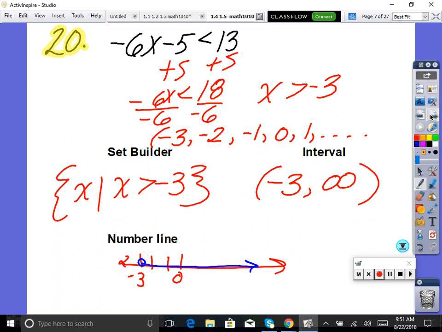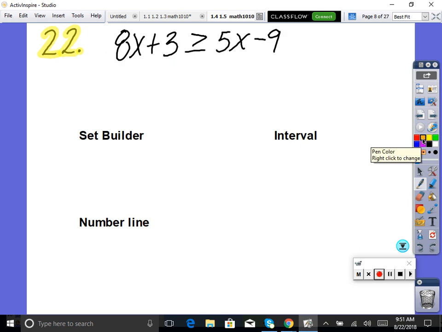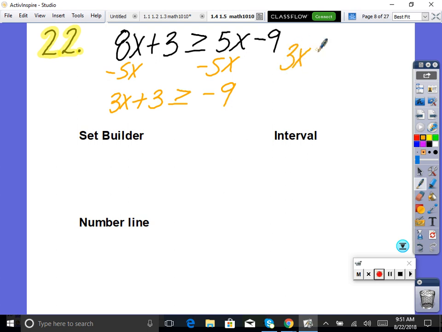Okay, still just watching because it's still super easy. Solve for x. So we would subtract 5x. We gotta put our x's together. So we would have 3x plus 3 is greater than or equal to negative 9. Subtract 3, am I right? 3x is greater than or equal to negative 12, right? Divide by 3. Guess what people do? They say, oh, negative. No, you didn't divide by a negative. The sign stays the same. You see what people do? Don't do it.